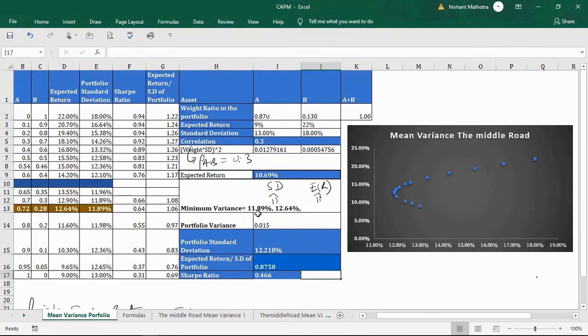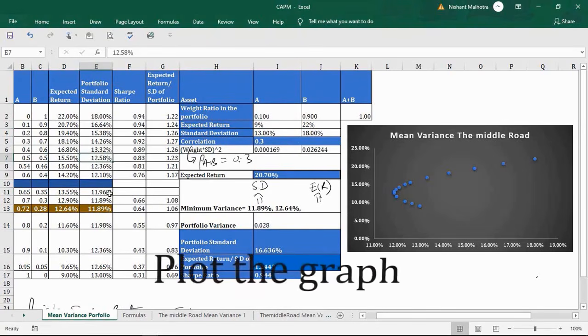The standard deviation is 11.89. You look at this, the standard deviation is 11.89, and this is the expected return. For different weights, I have plotted this. I've put all these figures in and plotted the graph. First we'll see how we plot the graph, and then through Solver we'll see how we can do a lot of calculations. First, I keep changing this portfolio. For example, if I put 0.1, the expected return is 20.70.